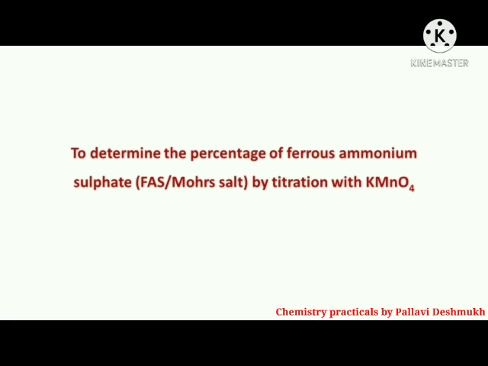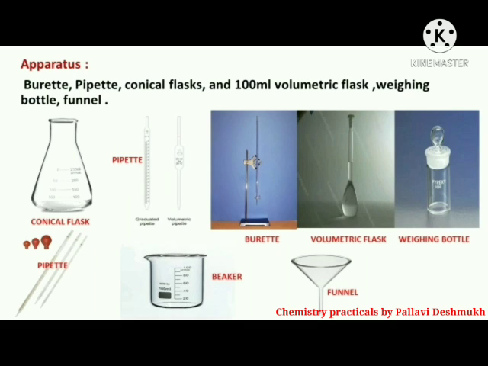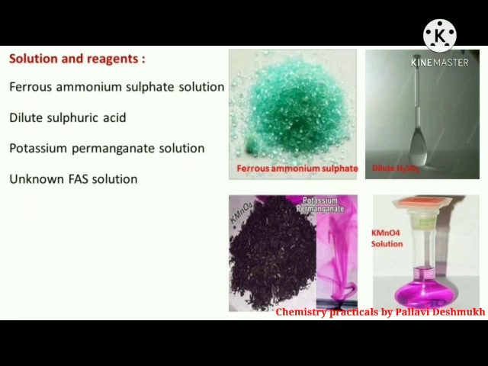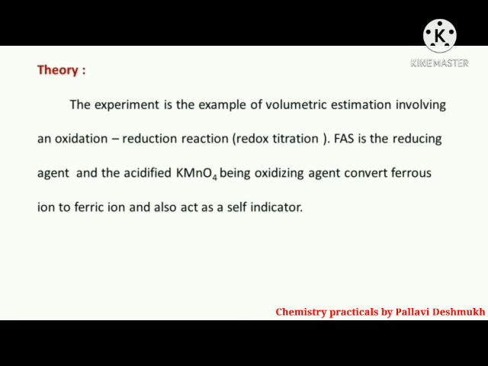Today's experiment is to determine the percentage of ferrous ammonium sulfate, that is Mohr's salt, by titration with KMnO4. The apparatus needed for the experiment are burette, pipette, conical flask, volumetric flask, weighing bottle and funnel. Solutions required for the experiment are ferrous ammonium sulfate solution, dilute sulfuric acid, potassium permanganate solution and unknown FAS solution. This experiment is an example of volumetric estimation involving a redox reaction, that is oxidation and reduction reaction.